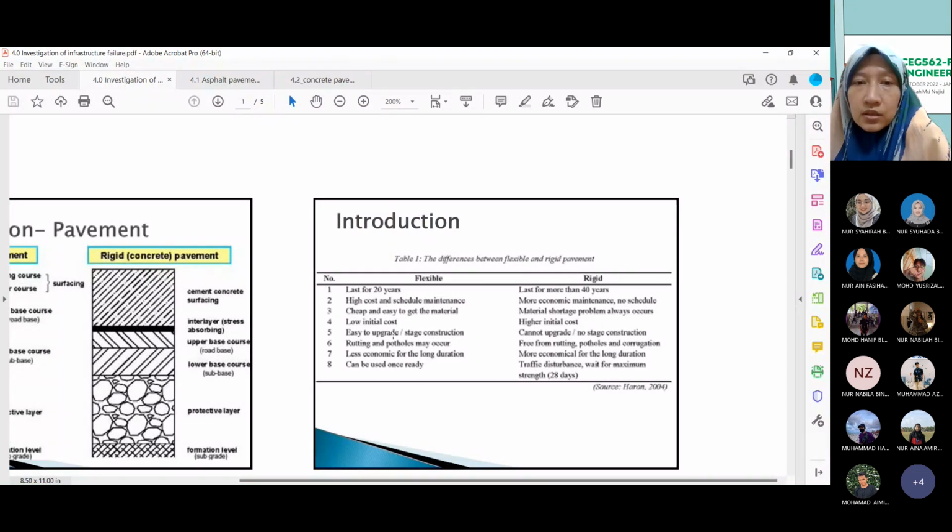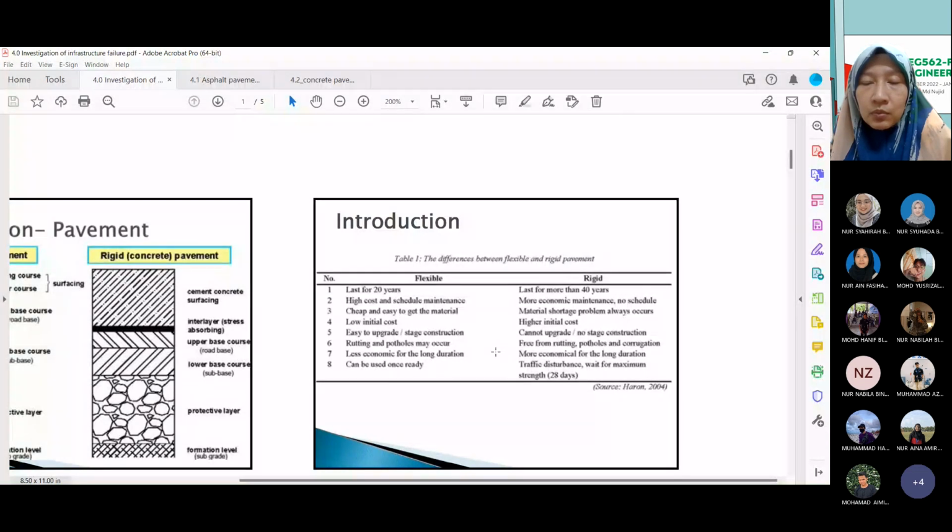And the next one, flexible pavement is easy to upgrade. It means that for stage constructions, for repairing or maintenance activity. But rigid pavement cannot be upgraded, and no stage construction is involved. These are the common failures on the flexible pavement, such as rutting and potholes. And rigid pavement is free from rutting, potholes, and corrugations.